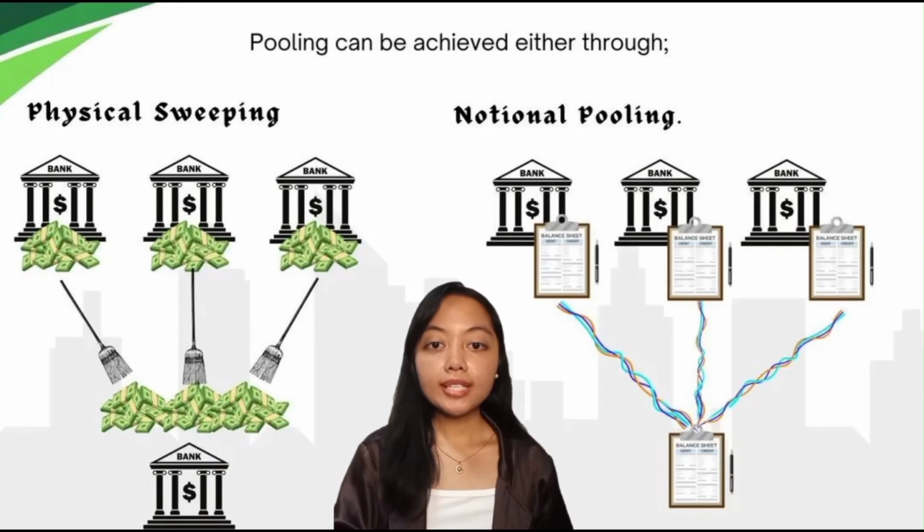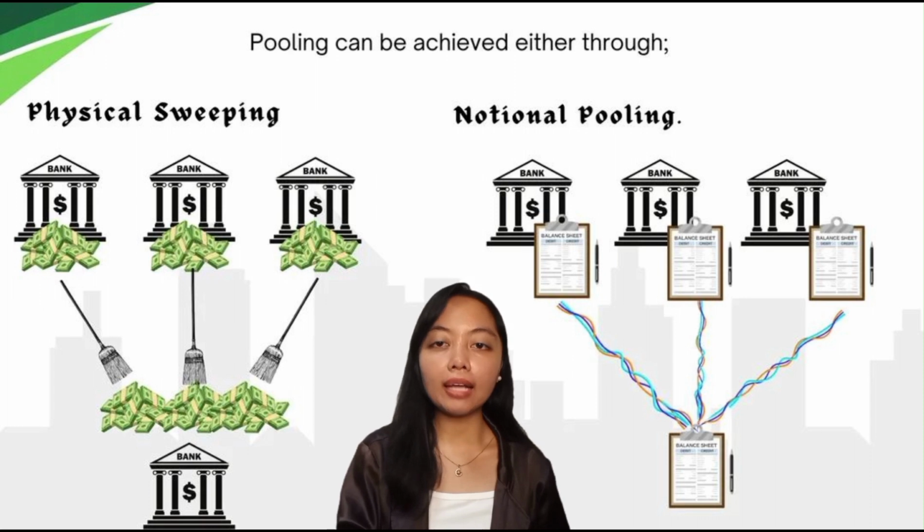So, we have two ways in pooling of cash. First is the physical sweeping kung saan yung cash from subsidiary accounts ay nililipat at pinagsasama-sama patungo sa isang centralized bank account. For example, yung cash sa subsidiary account A, B, and C ay lilipat sa subsidiary account D para mas maging effective at efficient ang pag-handle ng pera.